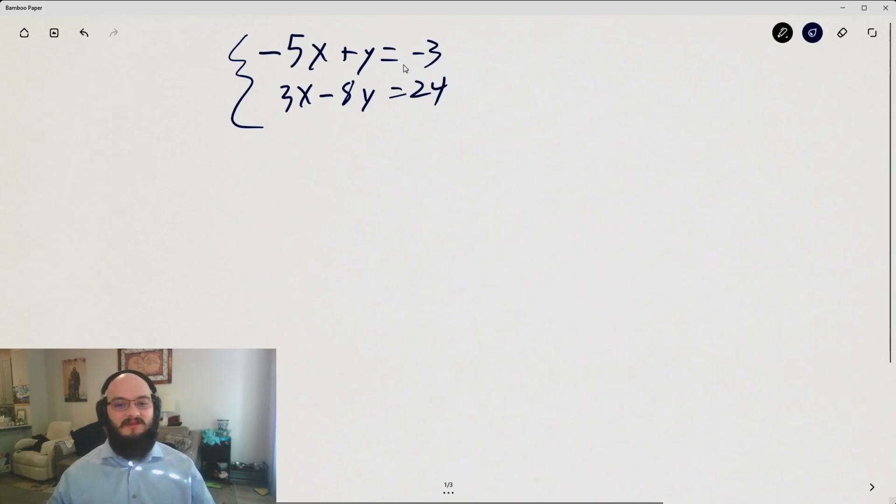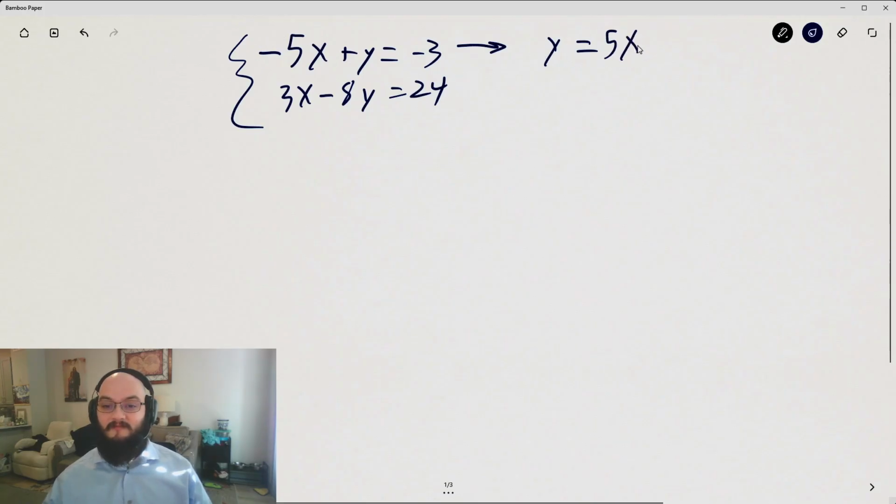This top one's going to be the easiest one for us to do because we have y by itself with no coefficient. So we're going to turn this into y is equal to, subtracting negative 5x from both sides, 5x minus 3. Now that we have y set equal to something, we can substitute it into the other equation. y is equal to 5x minus 3 over here, so we're going to substitute that in right there. 3x minus 8 times 5x minus 3 is equal to 24.